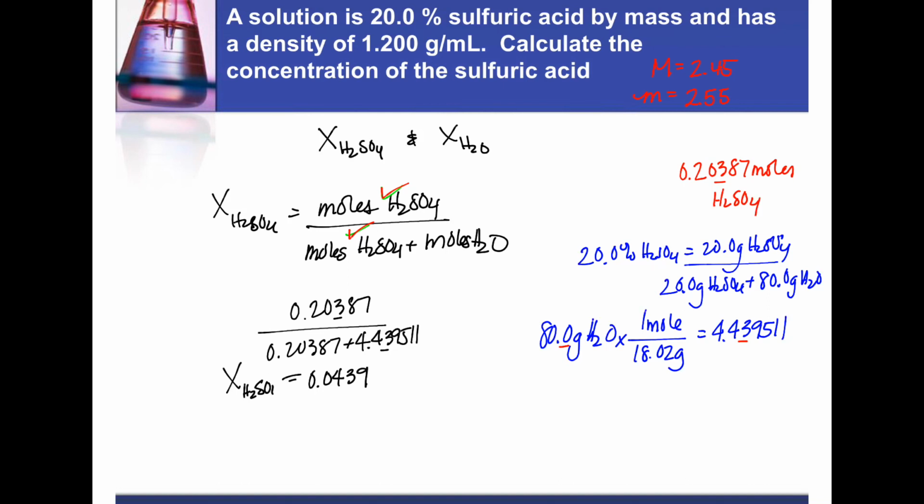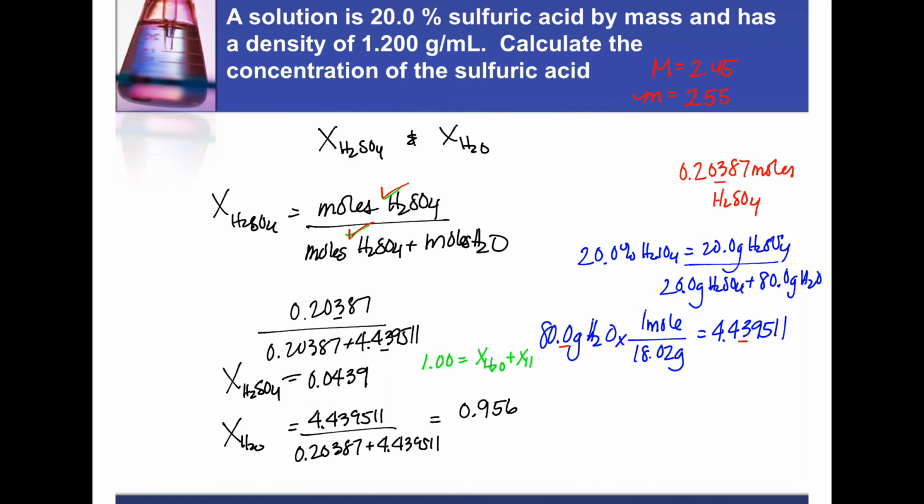I could do the same type of calculation to find the mole fraction of water. The mole fraction of water would be 4.43. So it's the moles of water on top divided by the total on the bottom. And when I did that, I got 0.956. Or we could have just said that 1 is equal to the mole fraction of sulfuric acid plus the mole fraction of water. And if we know this one and we know this one, we could have just subtracted from 1 to find the water, and we would have gotten the same number.